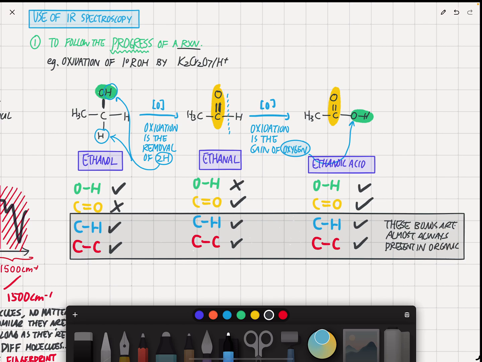Of course, you can give some counter example like tetrachloromethane, CCl4. CCl4 will not have a CC bond or CH bond, but most organic molecules will have both of these bonds. So this is why we tend not to look at these bonds. We only look at the OH or maybe the CO double bond.